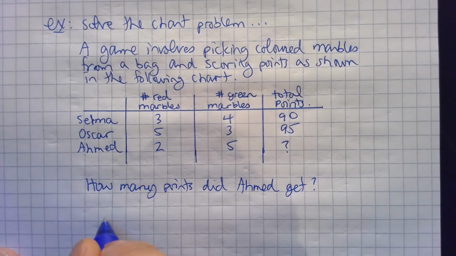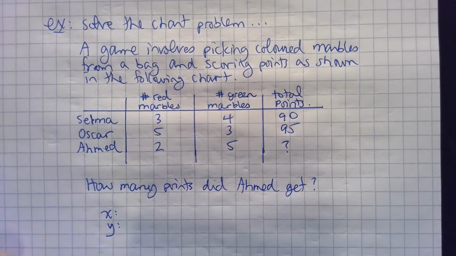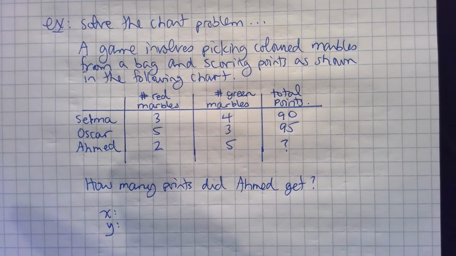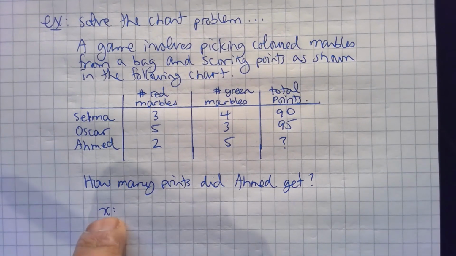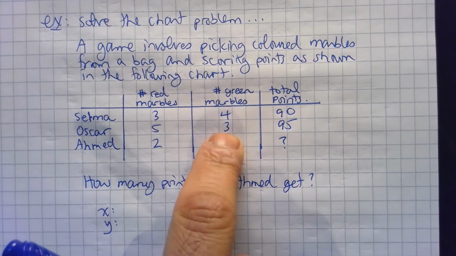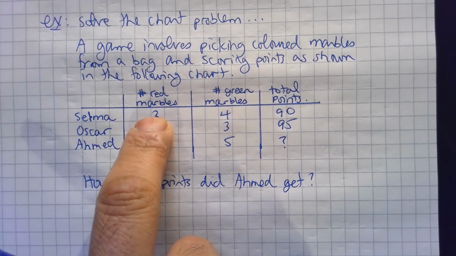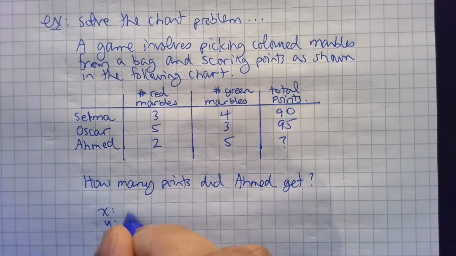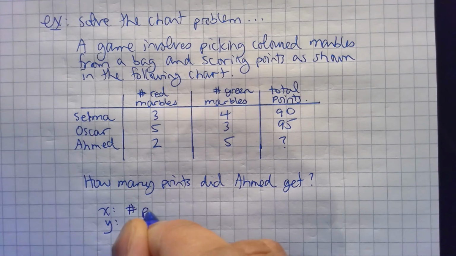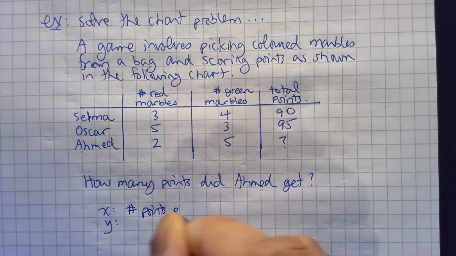I'm going to write them right here, x and y. And again, I mentioned that you don't have to use x and y, but I'll almost always exclusively use x and y because we're just used to seeing x's and y's. But you could have used R and G for red and green, I guess. So x represents something about the red marbles, and y represents something about the green marbles. X will have to represent the points, but it's not the points for all the marbles, plural. It's the points for one red marble. So number of points per red marble.